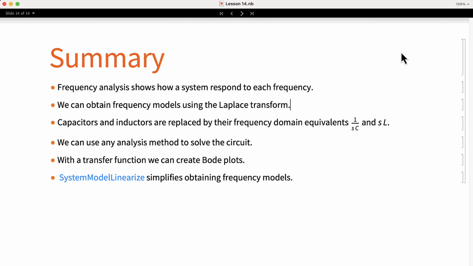As a summary for this lesson, the frequency analysis shows how a system responds to each frequency. We can obtain frequency models using the Laplace transform. Capacitors and inductors are replaced by their frequency domain equivalents, 1 over S C and S L. Once we have replaced the models, we can use any analysis to solve the circuit and obtain transfer functions. With the transfer function, we can create, for example, Bode plots. And last, the function SystemModelLinearize simplifies obtaining frequency models.